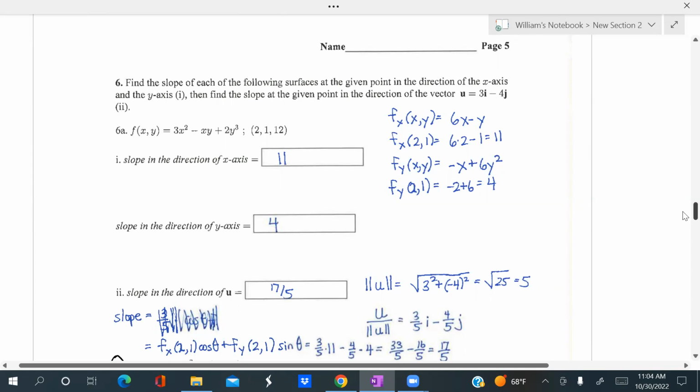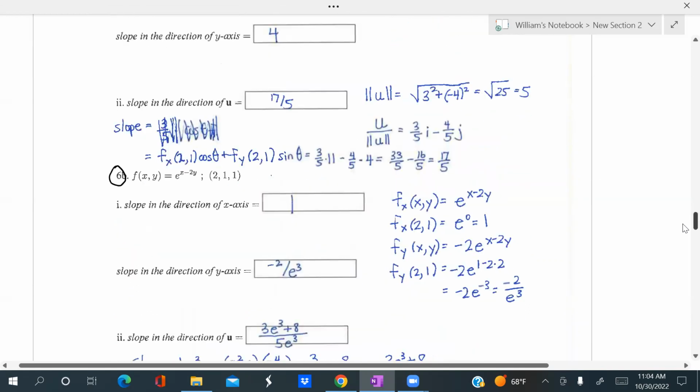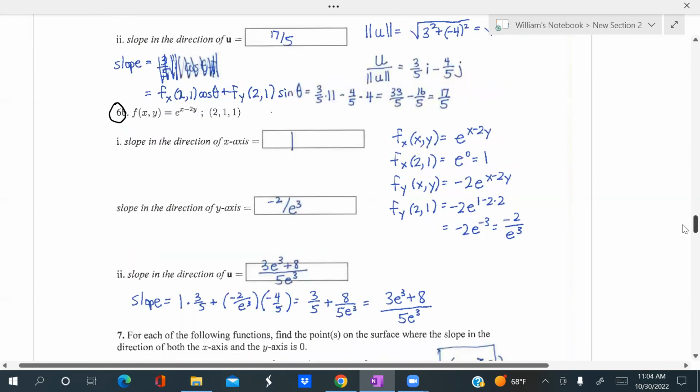We're not going to look at every part of this, but let's start with part 6b. Let me pause here just for a moment. I'm going to stop the tape here and then come back and look at 6b.